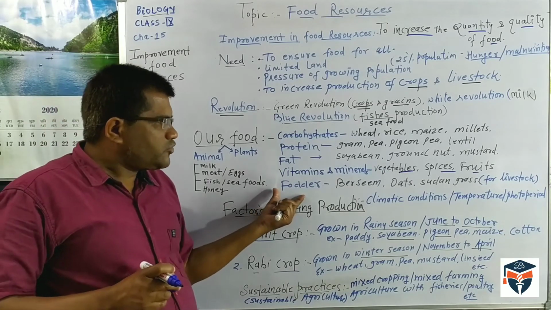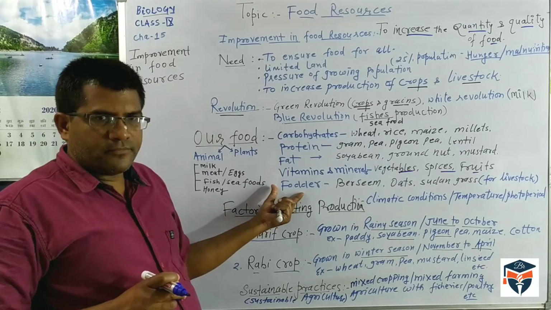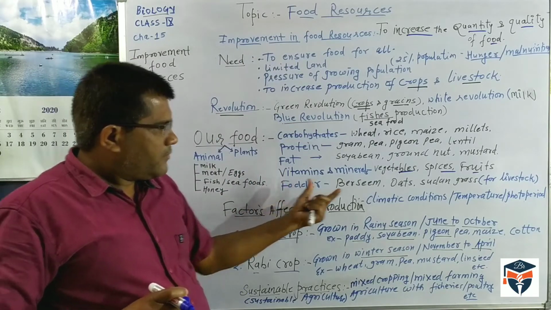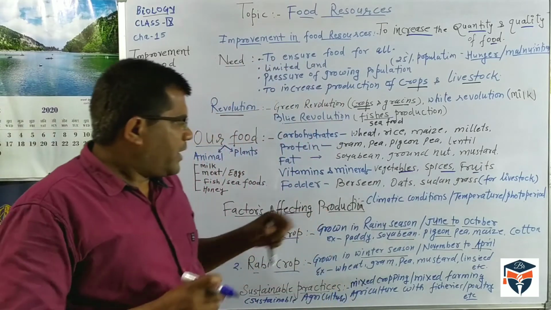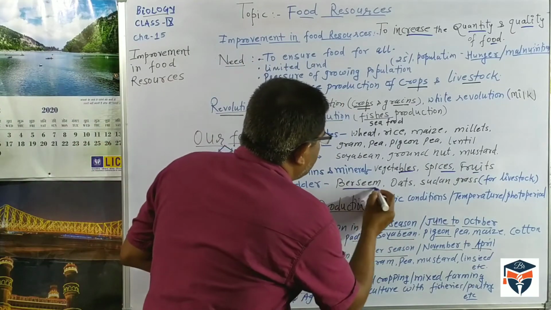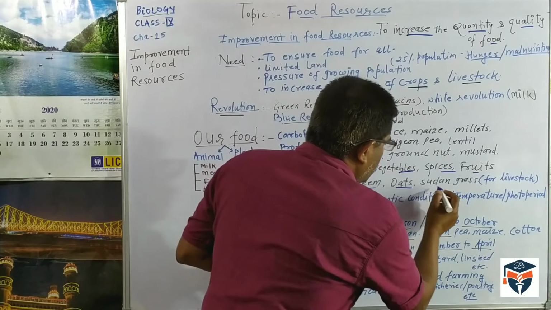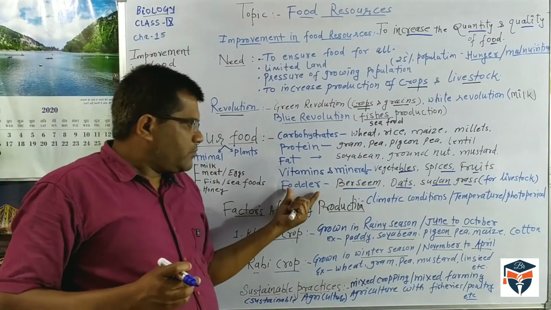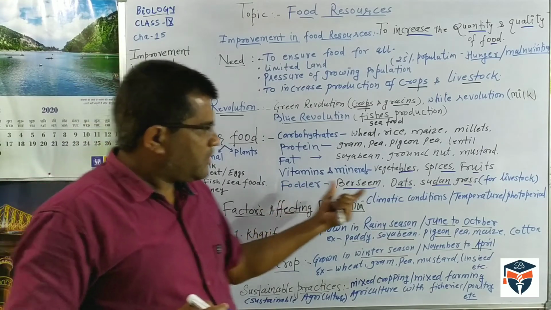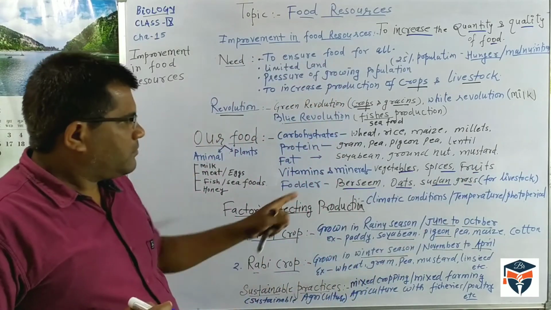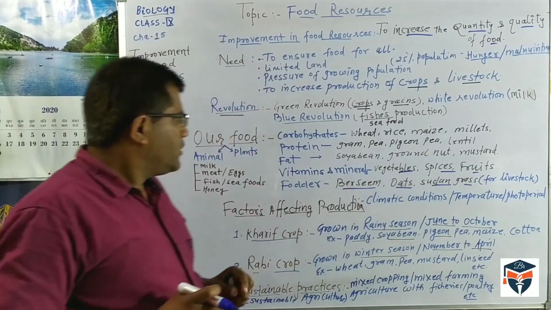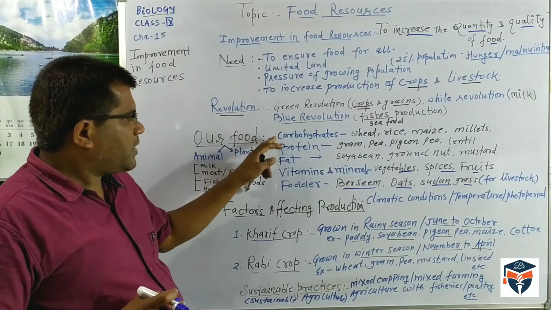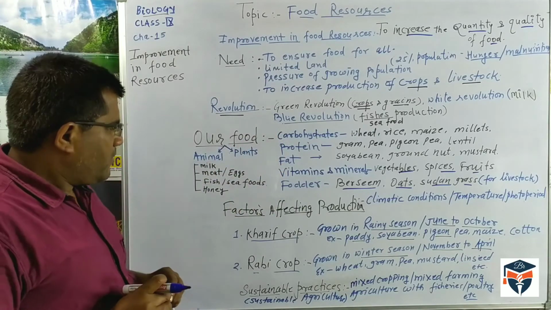And for the livestock, fodder is produced, so improved varieties of fodder are also required for the livestock. Examples of fodder are berseem, oat, Sudan grasses. Many times the question is asked, name two fodders used for the livestock. So: berseem, oat and Sudan grass. So this is all about our food and its components, because our food contains carbohydrate, protein, fat, vitamins and minerals.